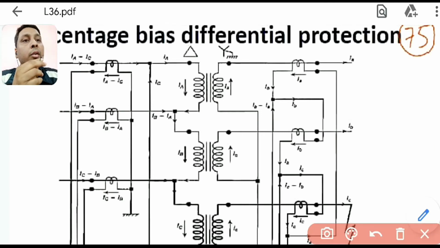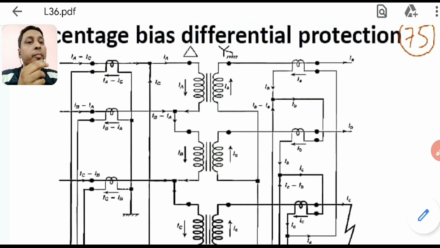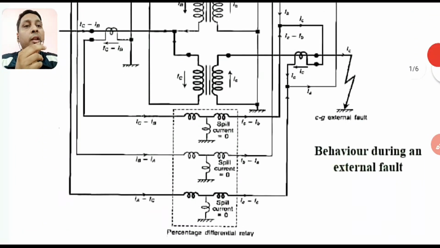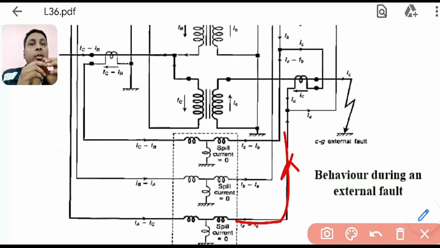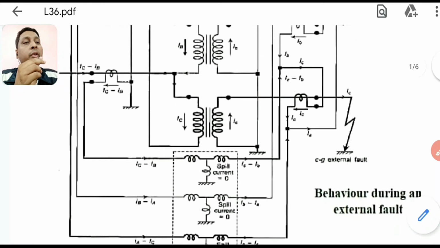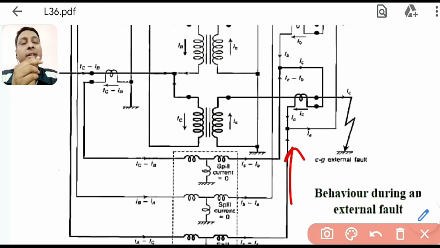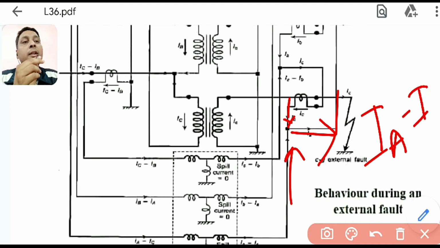So where will your IA minus IC go? Now you think, this is your IA minus IC. So how will this IA minus IC come? From here it will add IC, because it is IA minus IC, so the answer should be IA. If IA minus IC is coming, then IC should come from that side. If you add these two currents, it will be IA minus IC plus IC, so IC will get cancelled.